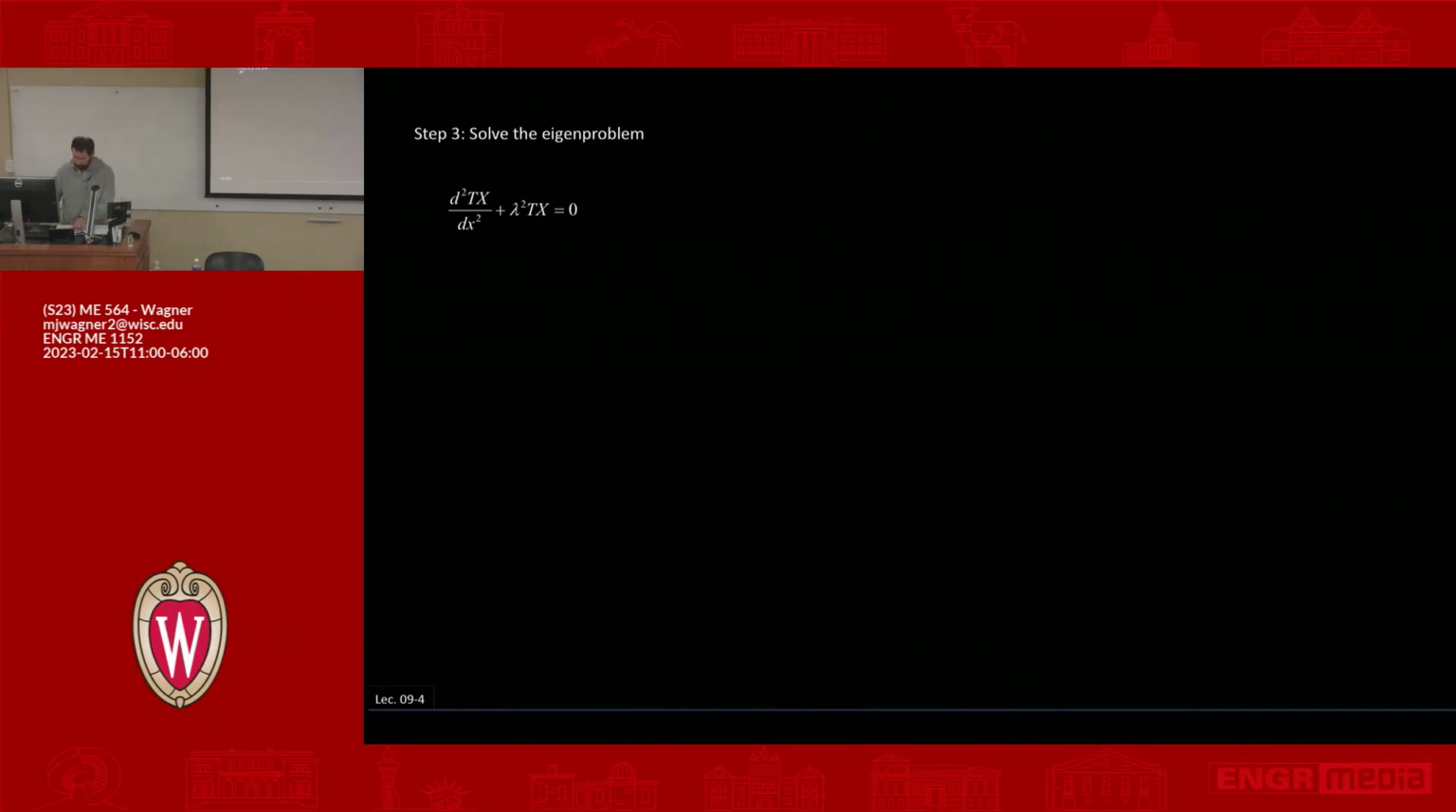So moving on, then we need step 3. Step 2 was separate the variables, figure out which sign goes on which direction, and then 3 is solve the eigenproblem. I've used this word eigenproblem. I mentioned that we want to have a repeating solution, right? We want in the homogeneous direction to have a solution that repeats itself.